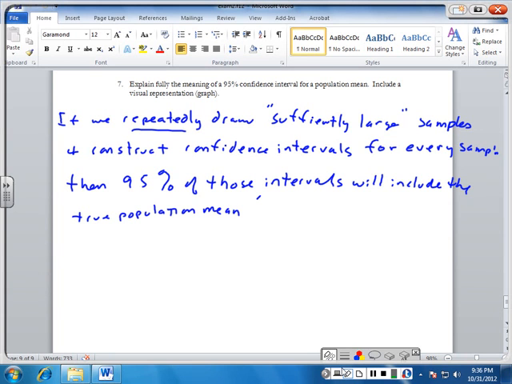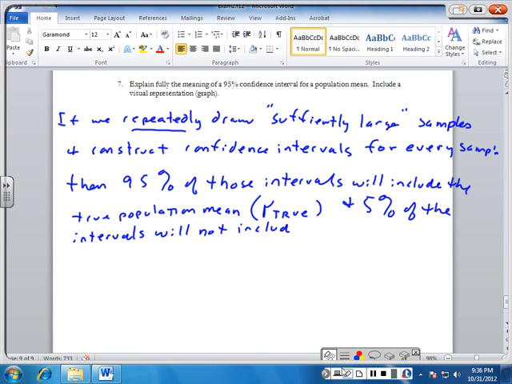Which you might shorthand as mu true. And 5% of the intervals will not include the true population mean.